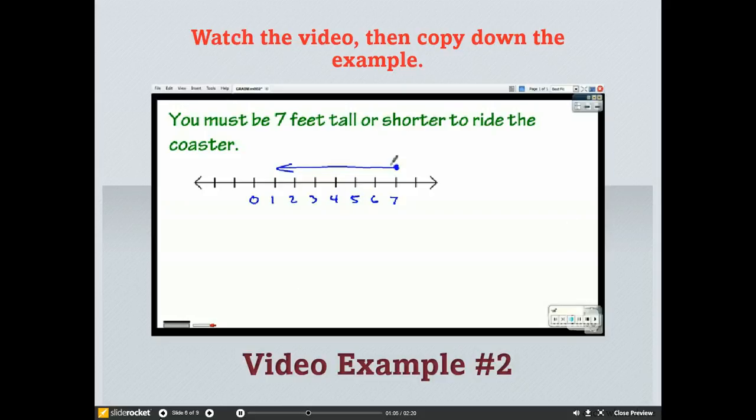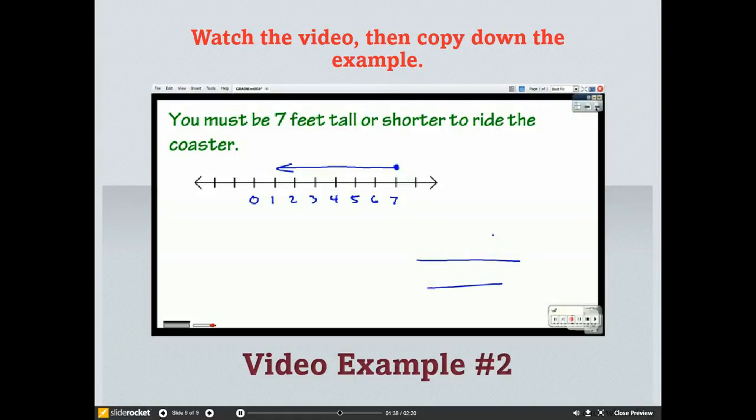So again, notice how I did the dot though. The dot is a closed dot or a solid dot because what we're concerned about is this misunderstanding here. Can that 7-foot person ride? In this case, yes. Now, let's say you had to be shorter than 7 feet. Well then this wouldn't apply and you'd have to use an open dot. So that dot is really important. It's all about whether we're including our starting point as a part of our solutions or not. Now in this case we're including the 7-foot person, so it's a closed dot.